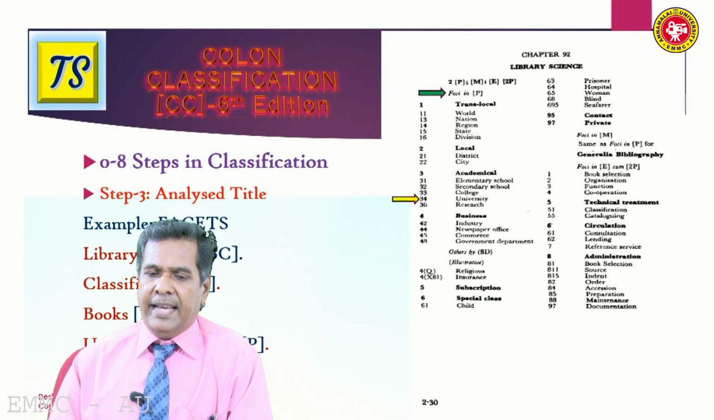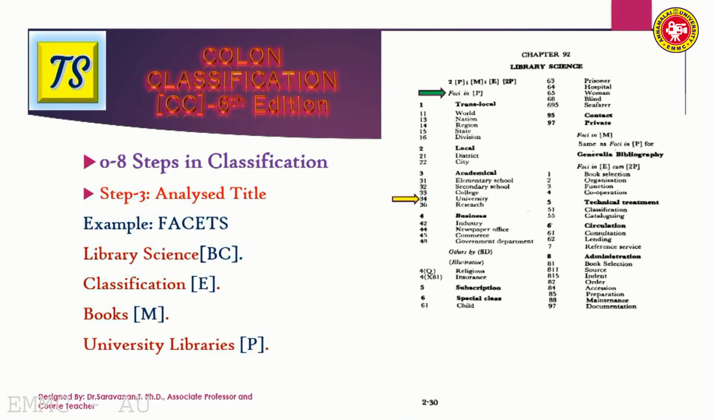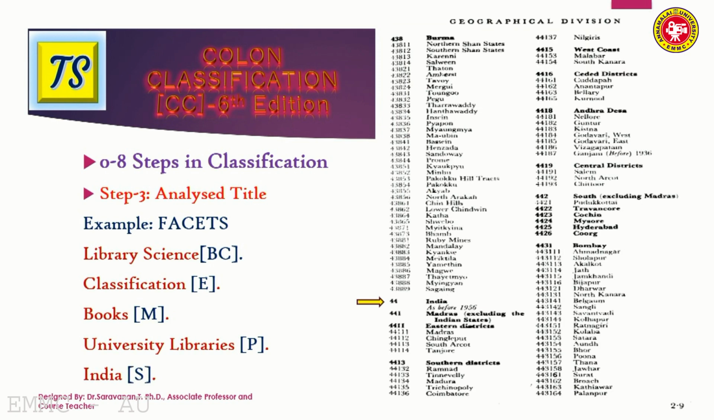See, the next facet, university library. In the same chapter, library science, you can find the number 3, 4 against the facet university. We need to pick this number from here. And the space isolate. Like a language isolate, Ranganathan has provided the geographical division in the colon classification. If you visit page number 2.9, you can identify all geographical locations here. See, 4.4 refers to India. We have identified it and picked it from the schedule.